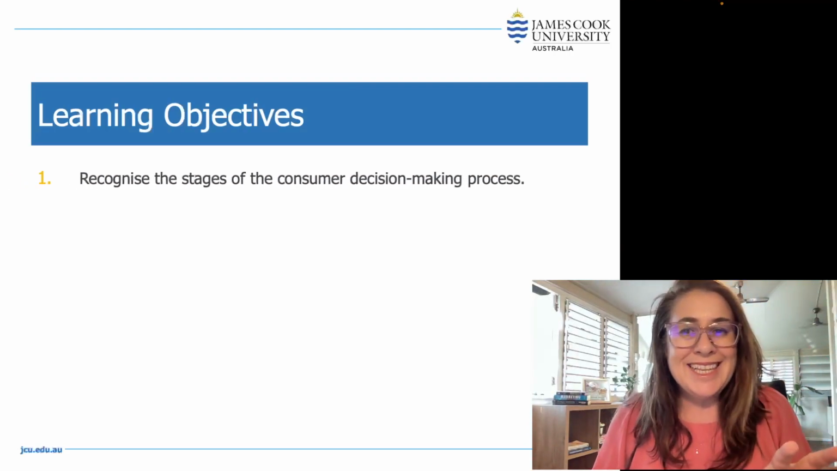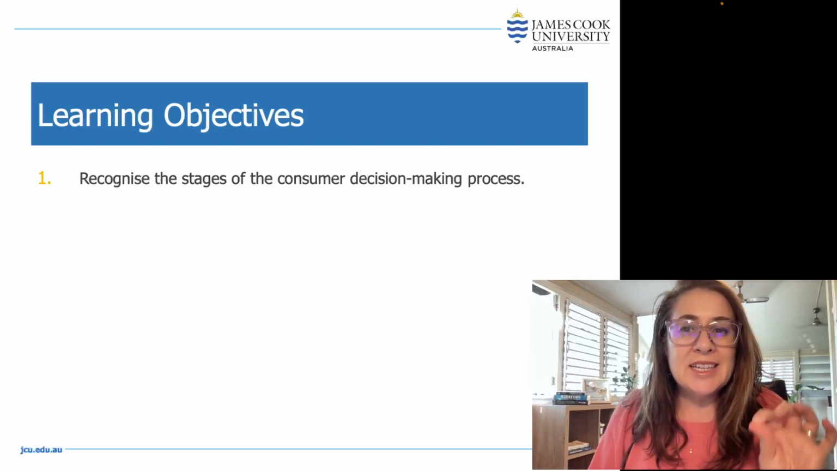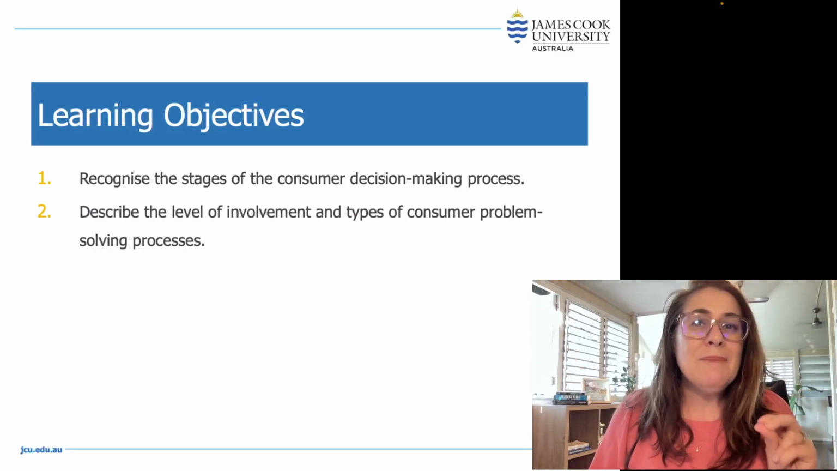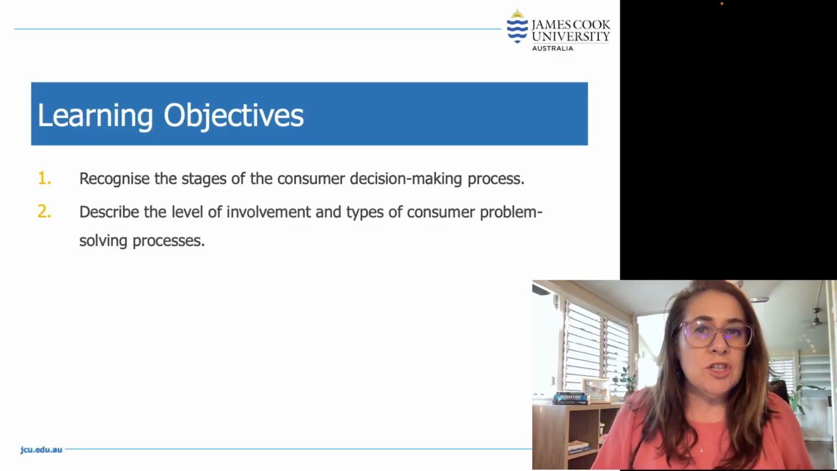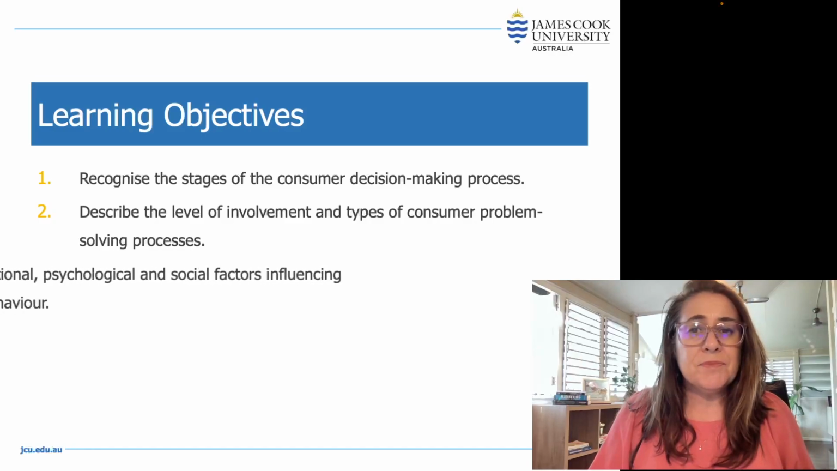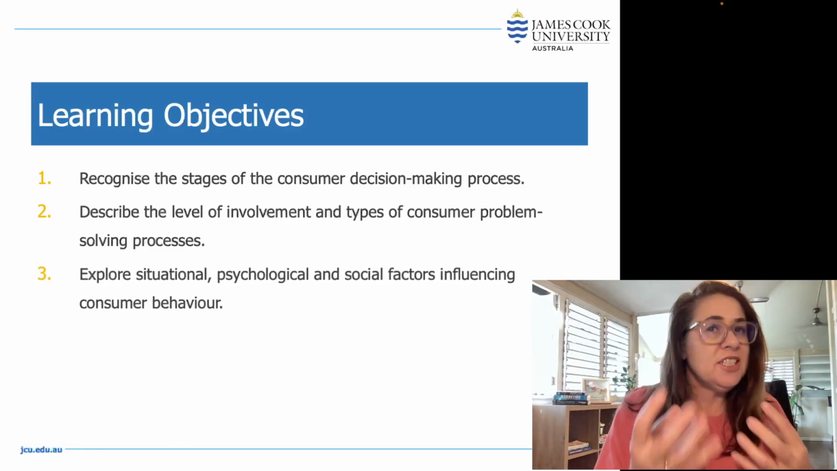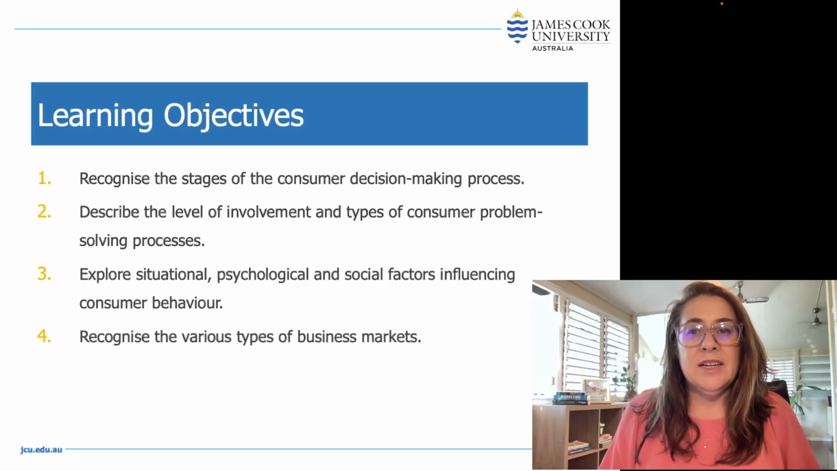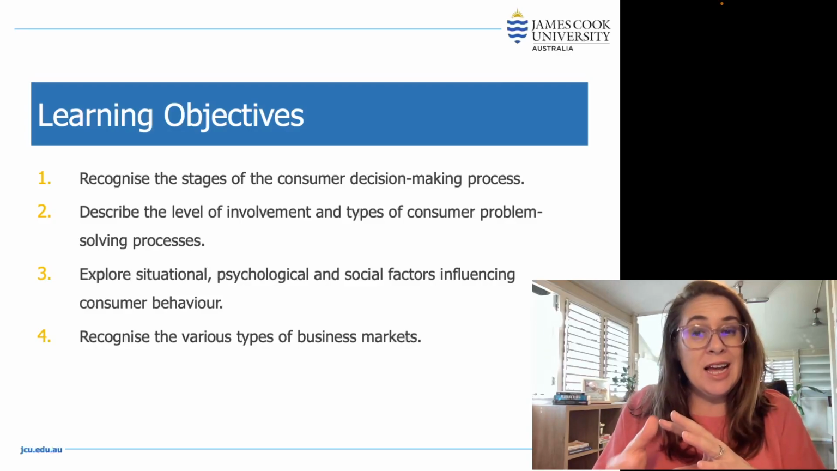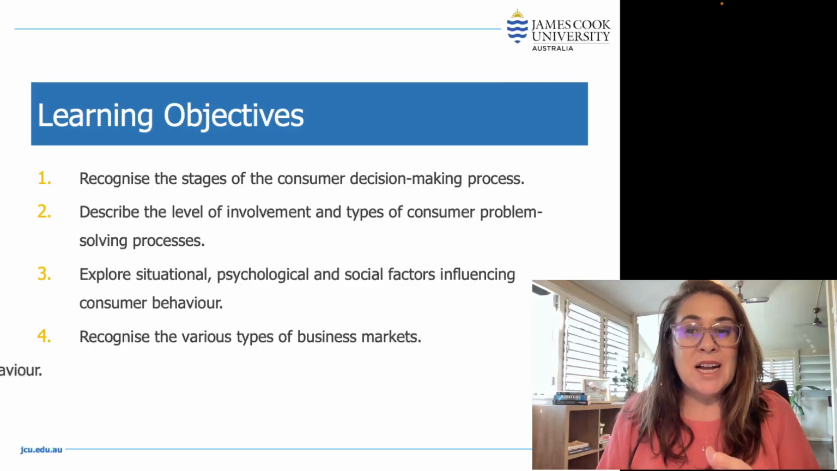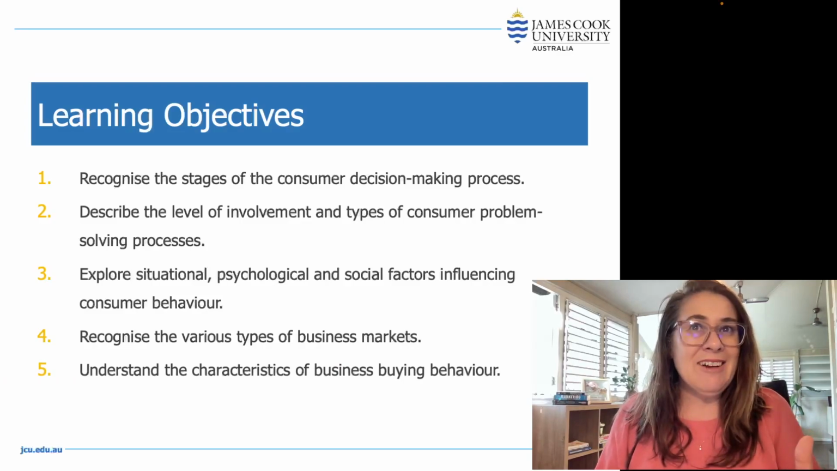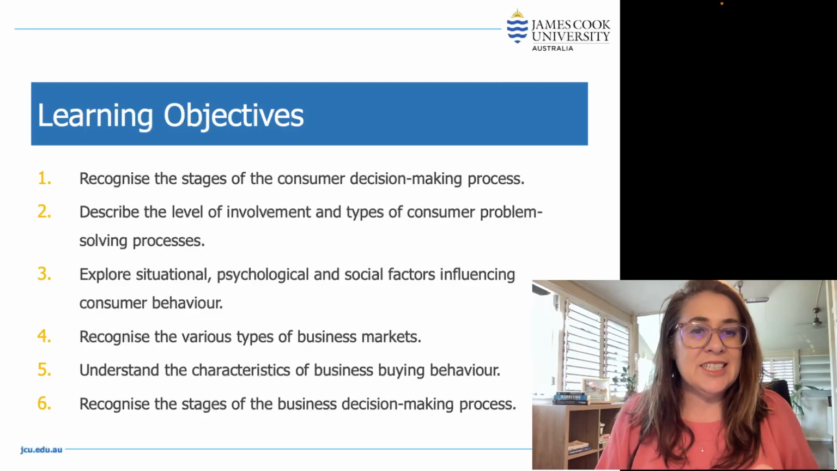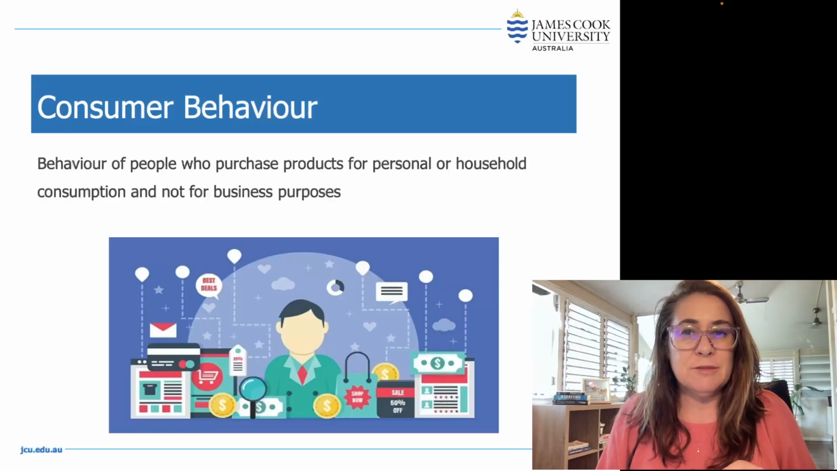By the time we get to the end of this topic, you will be able to recognize the stages of the consumer decision-making process. You'll be able to describe the level of involvement and the types of consumer problem-solving processes. You'll be able to explore those situational, psychological, and social factors that influence consumer behaviour. You'll be able to look at the different types of business markets we have, understand the characteristics of business buying behaviour, and finally recognise the stages of the business decision-making process.